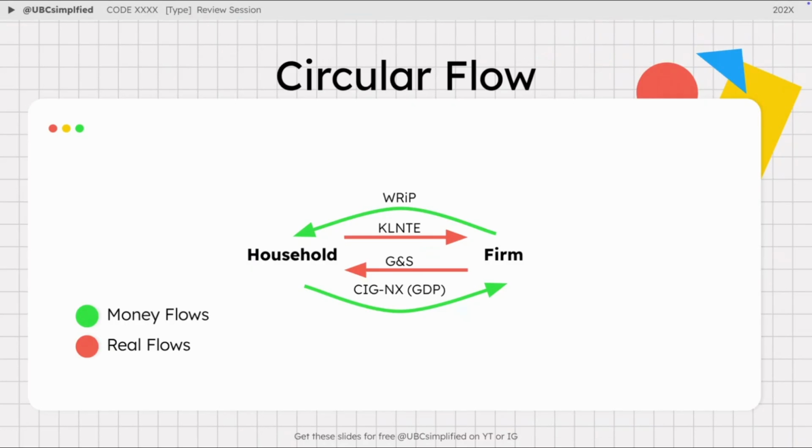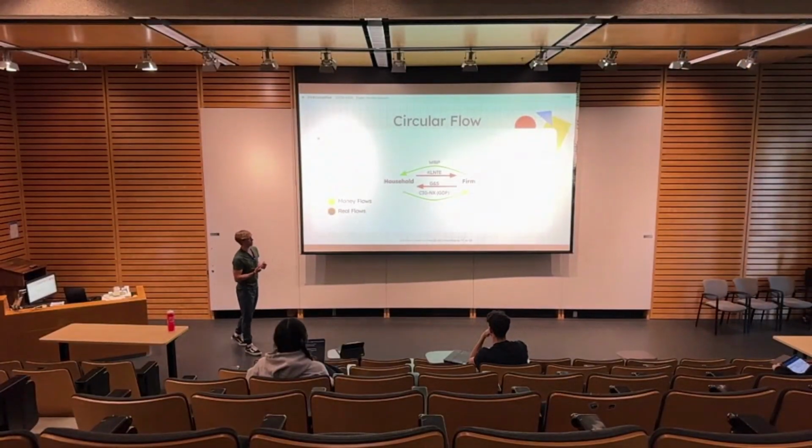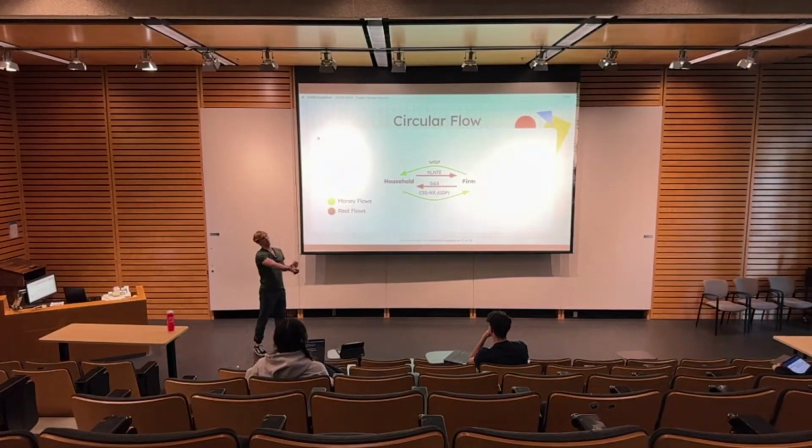So the red flow is for physical stuff, right? So my time, my Lego set. The green stuff is for money. The cost of the Lego set, my wage.